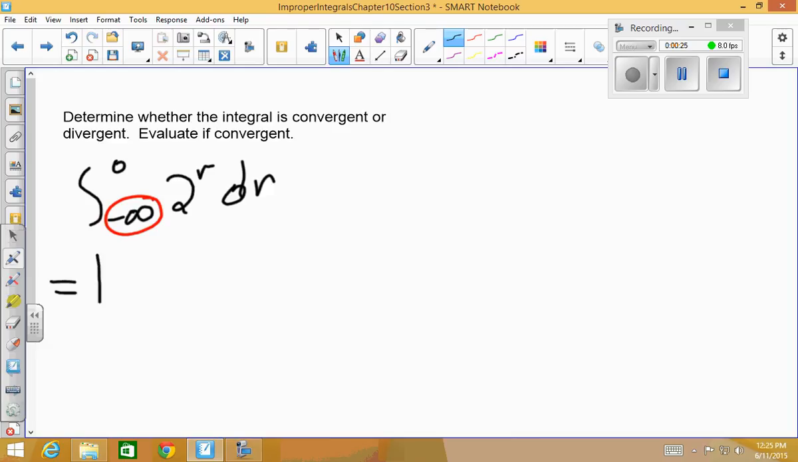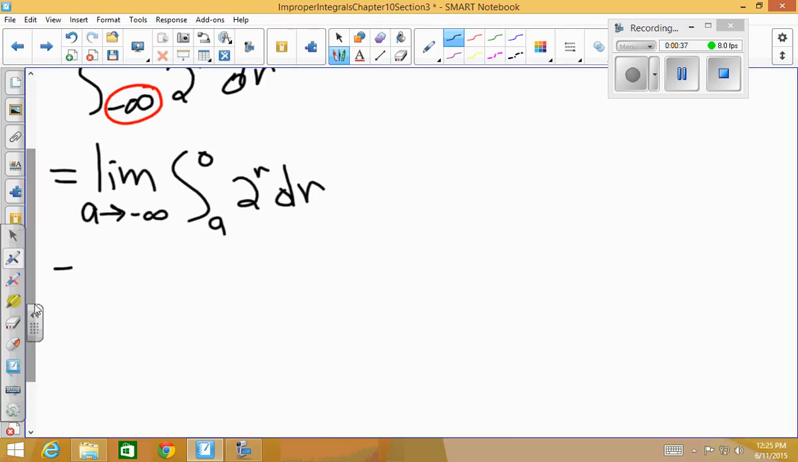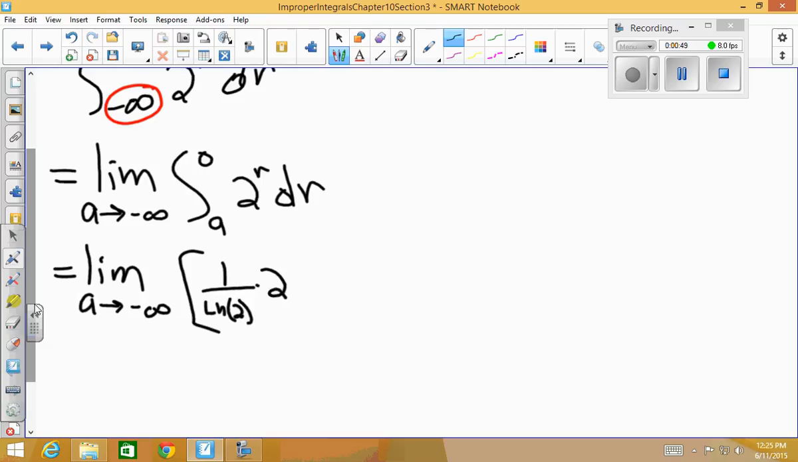This is going to be the limit as a approaches negative infinity of the integral from a to 0 of 2 to the r dr. The integral of 2 to the r dr is 1 over the natural log of 2 times 2 to the r. We evaluate that from a to 0.